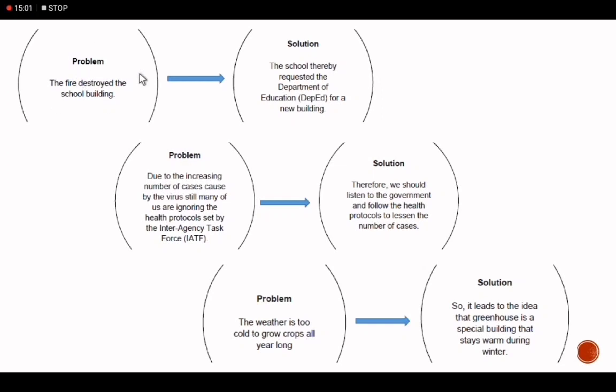Examples. Problem: the fire destroyed the school building. Solution: the school thereby requested the Department of Education for a new building. Problem: due to the increasing number of cases caused by the virus, still many of us are ignoring the health protocols set by the Interagency Task Force, or IATF. Solution: therefore, we should listen to the government and follow the health protocols to lessen the number of cases. Problem: the weather is too cold to grow crops all year long. Solution: so it leads to the idea that greenhouse is a special building that stays warm during winter.